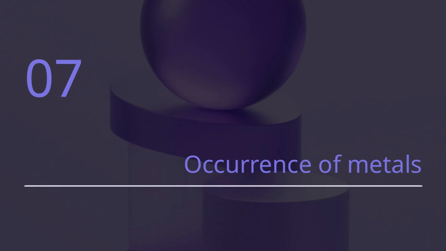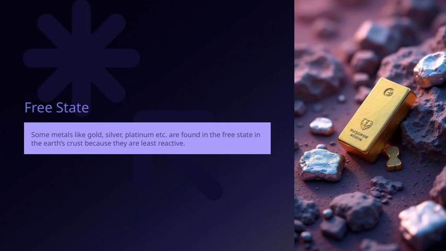Recognizing where metals are naturally found helps us better appreciate the importance of responsible mining and the potential for discovering new deposits. So, keep in mind that the occurrence of metals is a fundamental aspect that underpins their economic and technological significance. Some metals, like gold, silver, and platinum, are actually found in the free state in the Earth's crust.